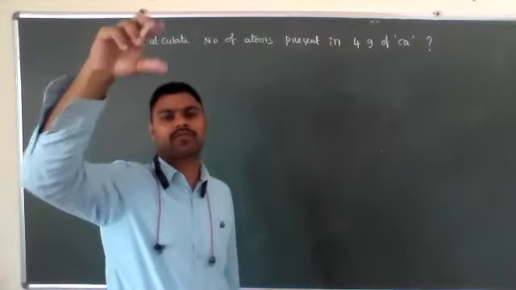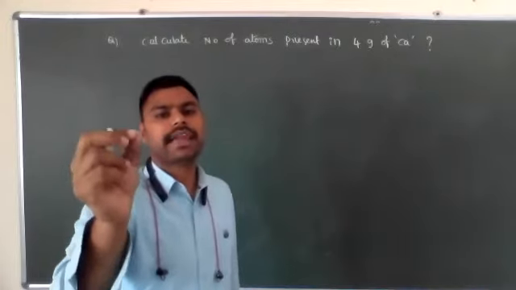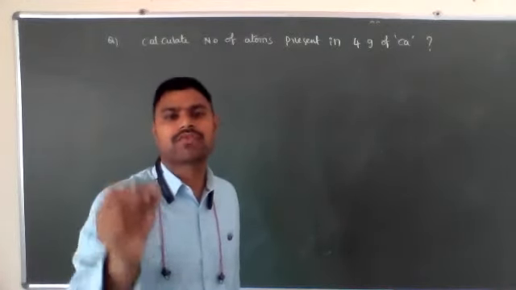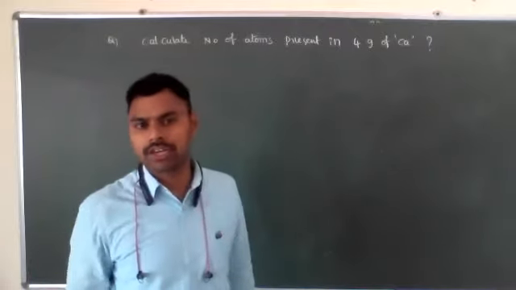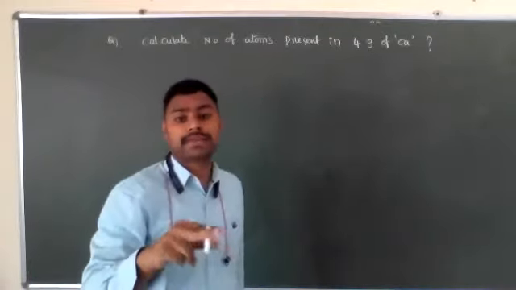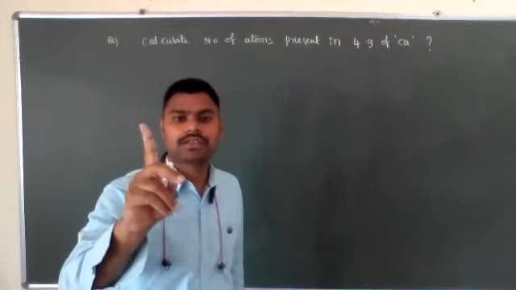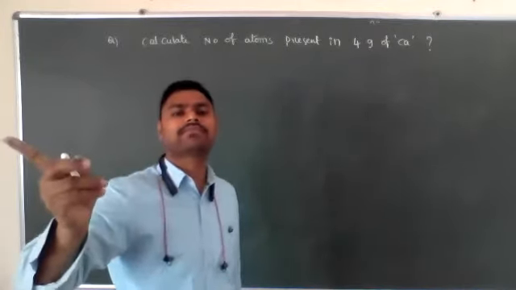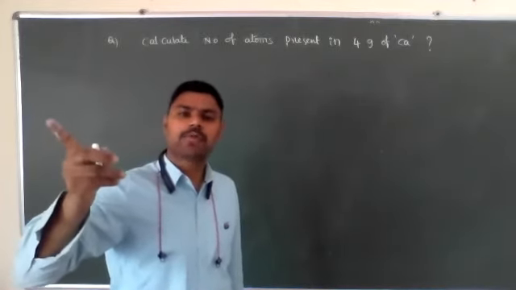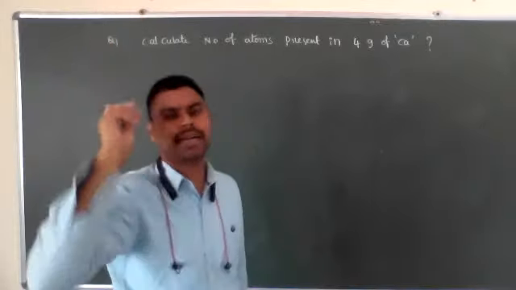6.023 into 10 to the power of 23 atoms are combined to give 1 gram atomic weight of calcium. 1 gram atomic weight of calcium is equal to 40 grams. So in 40 grams, how many calcium atoms are present, ma? 40 grams of calcium is equal to 1 mole, also known as 1 gram atom. It contains 6.023 into 10 to the power of 23 calcium atoms.